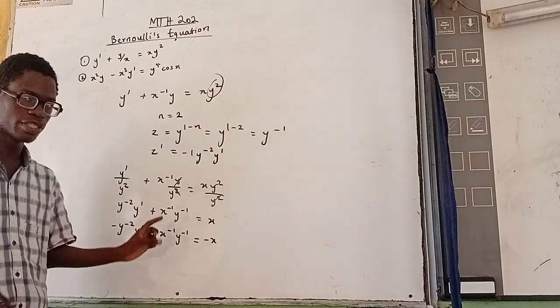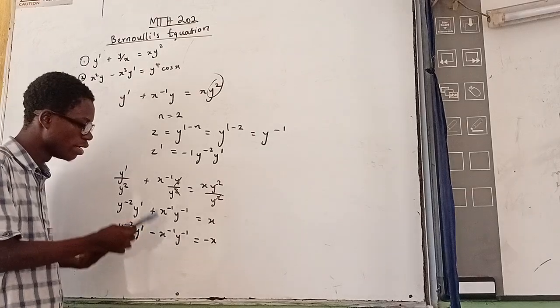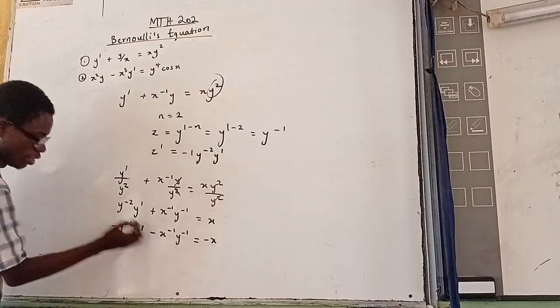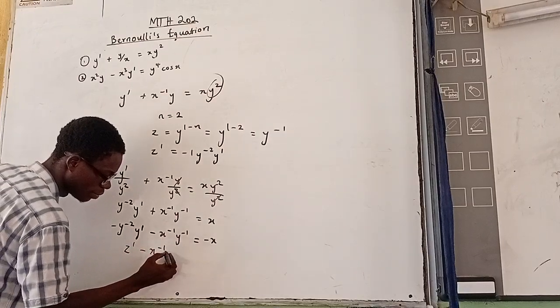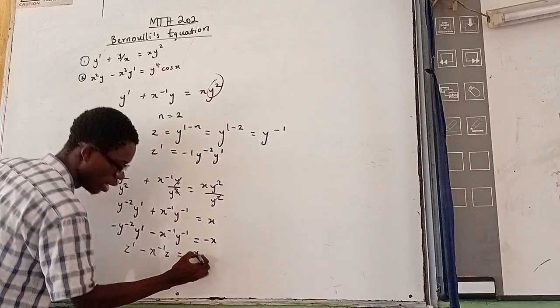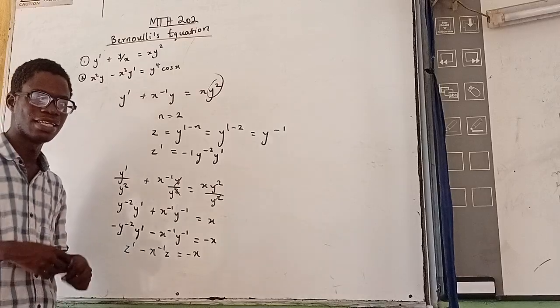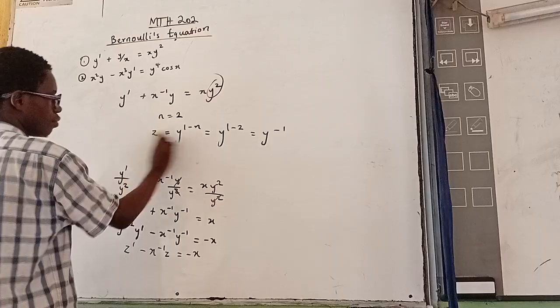So I can transform this into z. I transform it from an equation in y and y prime into an equation in z. So now let's transform this. This is the same thing as z prime minus x minus 1 z equals to minus x. Now this has been simplified into an equation we can solve using integrating factors. Let me clean this.